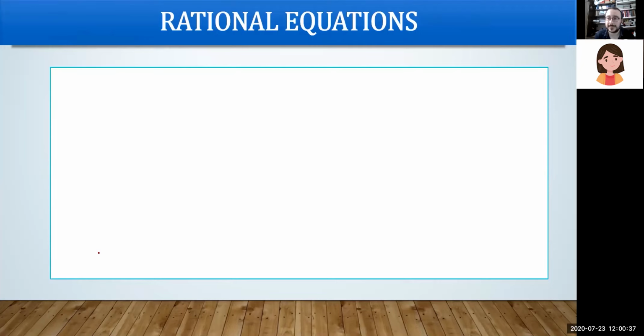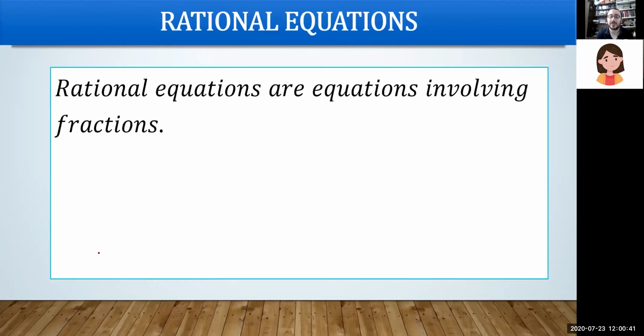Rational equations. Rational equations are the equations involving fractions. If an equation has a fraction, we call it rational.